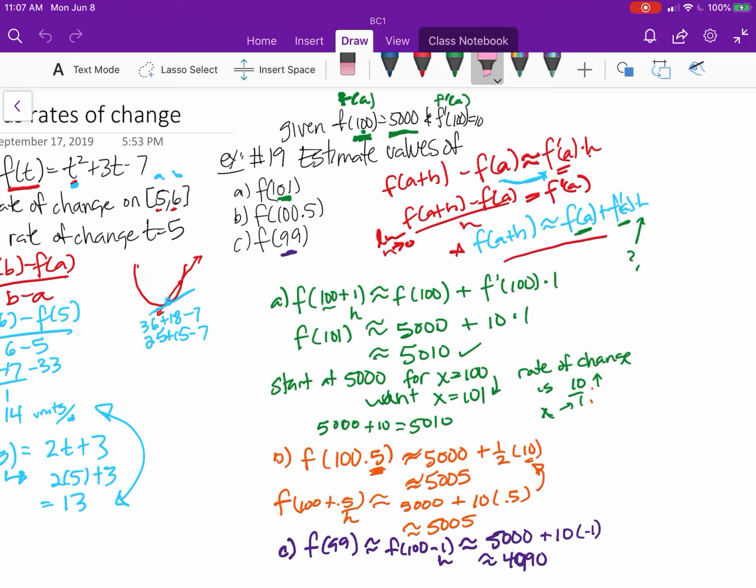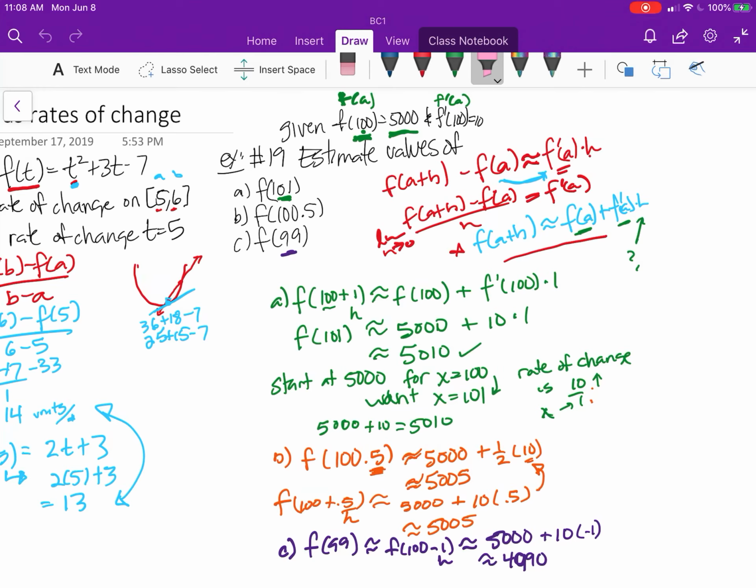F of 100 is 5,000. So they're saying, at 100, whatever this problem is representing, the value is 5,000. The derivative at 100, so derivative, remember, means rate of change. So it's changing at a positive 10 at that given point, at that given time, or whatever this is. So to evaluate f of 101, that would mean it's increasing by 1, and the rate of change is 10, so we would just add one of those 10s and get 5,010.